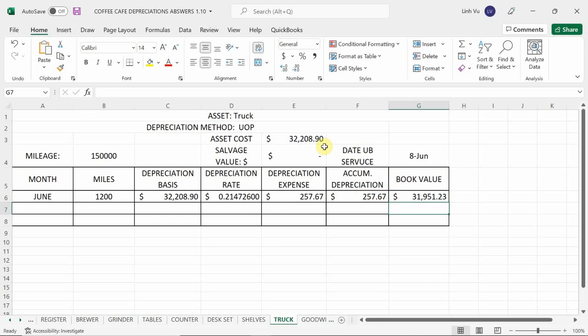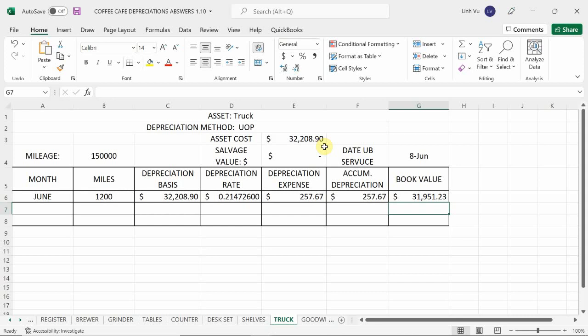$31,951.23. Excellent. Good. Now, that's how much it's worth in case I do decide to say I'm going to sell it for the month of July. That means right now I can only sell it for $31,000.